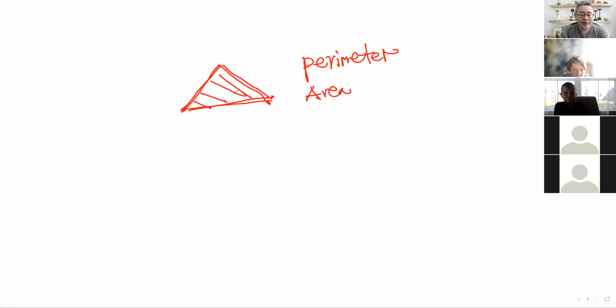So perimeter is actually pretty straightforward. We just measure all the side lengths. Like say if we have a quadrilateral, we just measure the lengths of the sides, then that's our perimeter. But area measurement depends on what kind of shape we are dealing with. So we're going to have different ways, formulas to measure. Now, the simplest shape will be a square.